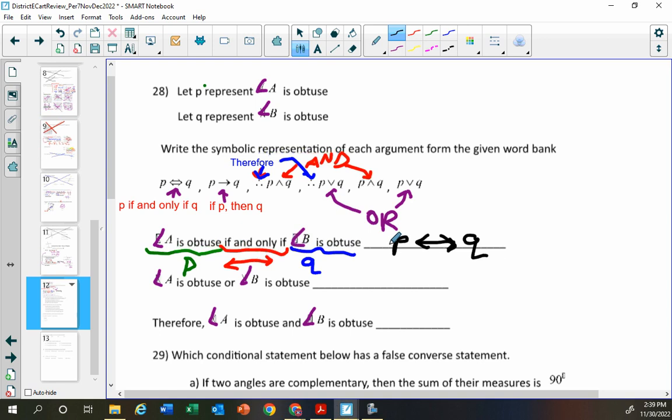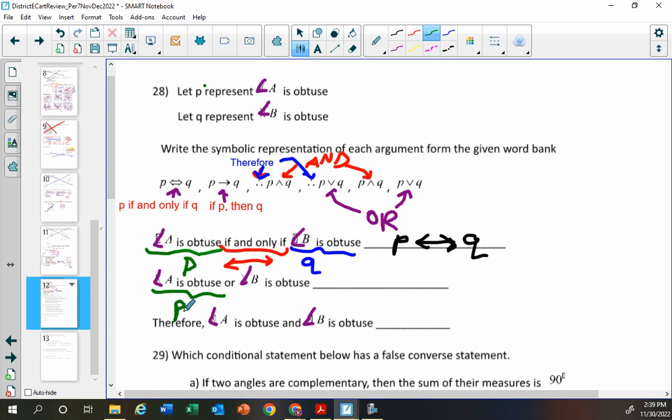That's all it is. Down the road we'd have to talk about true, false, all that, but we don't have to worry about that. That can get confusing. This is just translation. It's sort of like what we've been doing with problems. Given a problem or diagram, how do we translate it into an equation? All right. So similarly, A is obtuse. Which letter represents A is obtuse? P or Q? P.